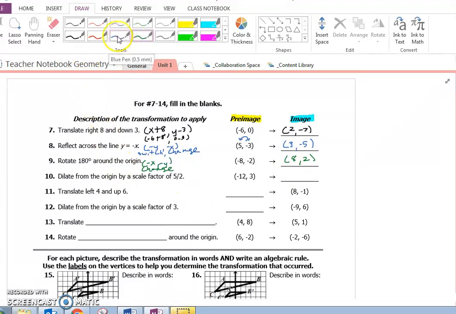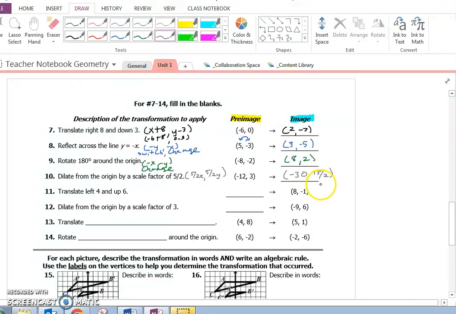Dilate, also I would have this rule memorized. Dilation, you're just multiplying, right? So this is 5 over 2 times x and 5 over 2 times y. Use your calculator if you need to. That would give me a negative 30. It's getting bigger. And 15 over 2, which is like 7.5.